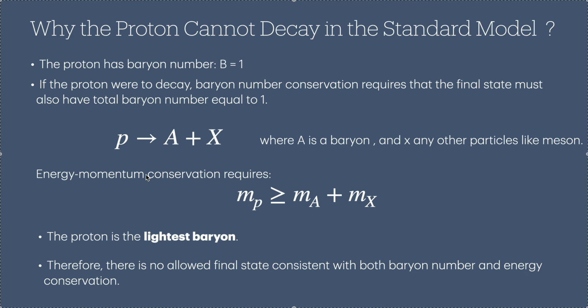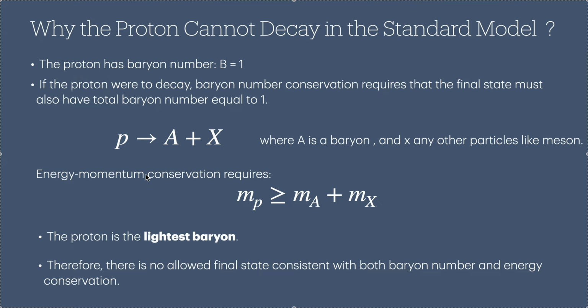Now let's understand why proton cannot decay in the standard model. Let's say the proton is decaying to particle A and particle X. In this case, conservation of energy and momentum requires, as you can compute for the two-body decay, that the mass of the proton should be greater than or equal to the mass of particle A plus the mass of particle X.